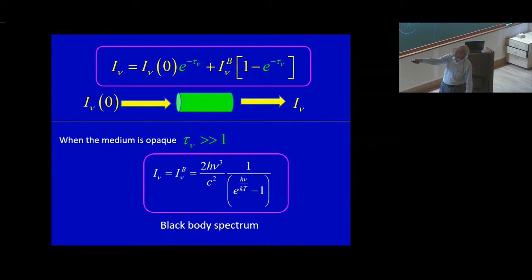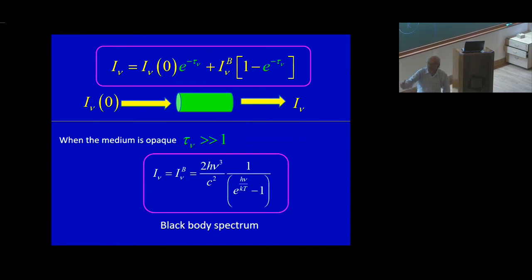And that body is at a certain temperature. What is the specific intensity emitted by that body? That is what Kirchhoff taught us and Planck derived. That is equal to 2h nu cubed by c squared, 1 over e to the power h nu over kT minus 1, which is the black body spectrum.